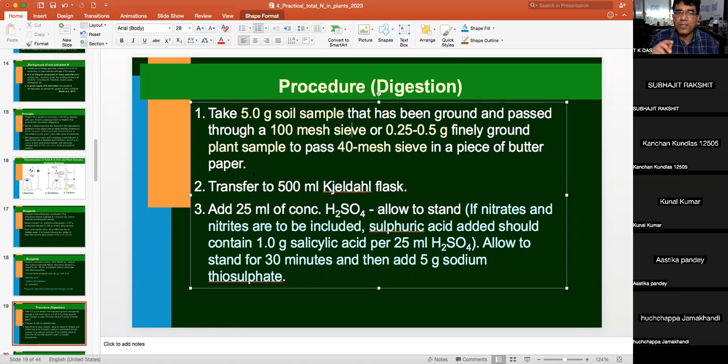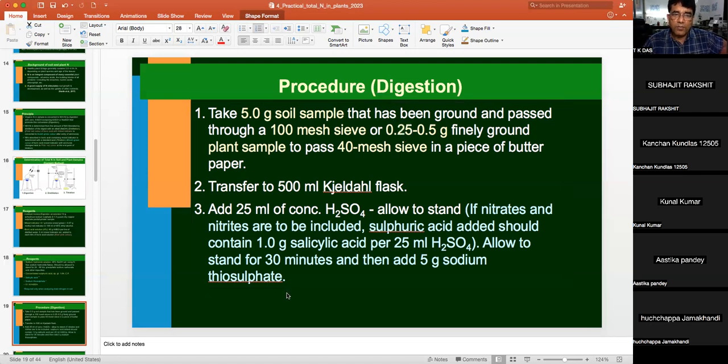So here you can see that for soils, normally it is 5 gram sample. For plants, it is 0.25 to 0.5 gram. If you have leguminous seed or leguminous plants, then you can take 0.25. If you have cereal crops, you can take 0.5 gram. Depending upon the concentration of nitrogen, you can increase or decrease the quantity of the soil or plant sample.